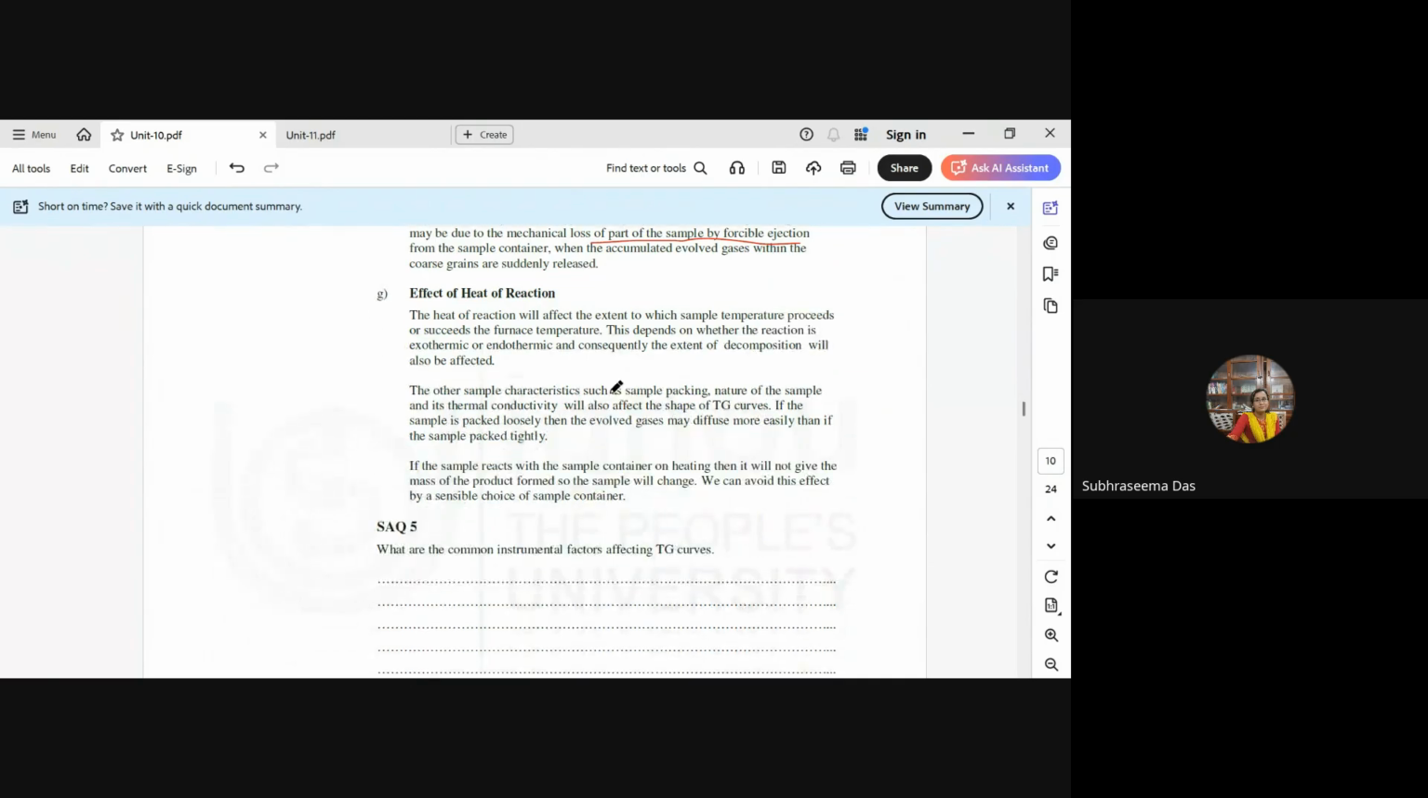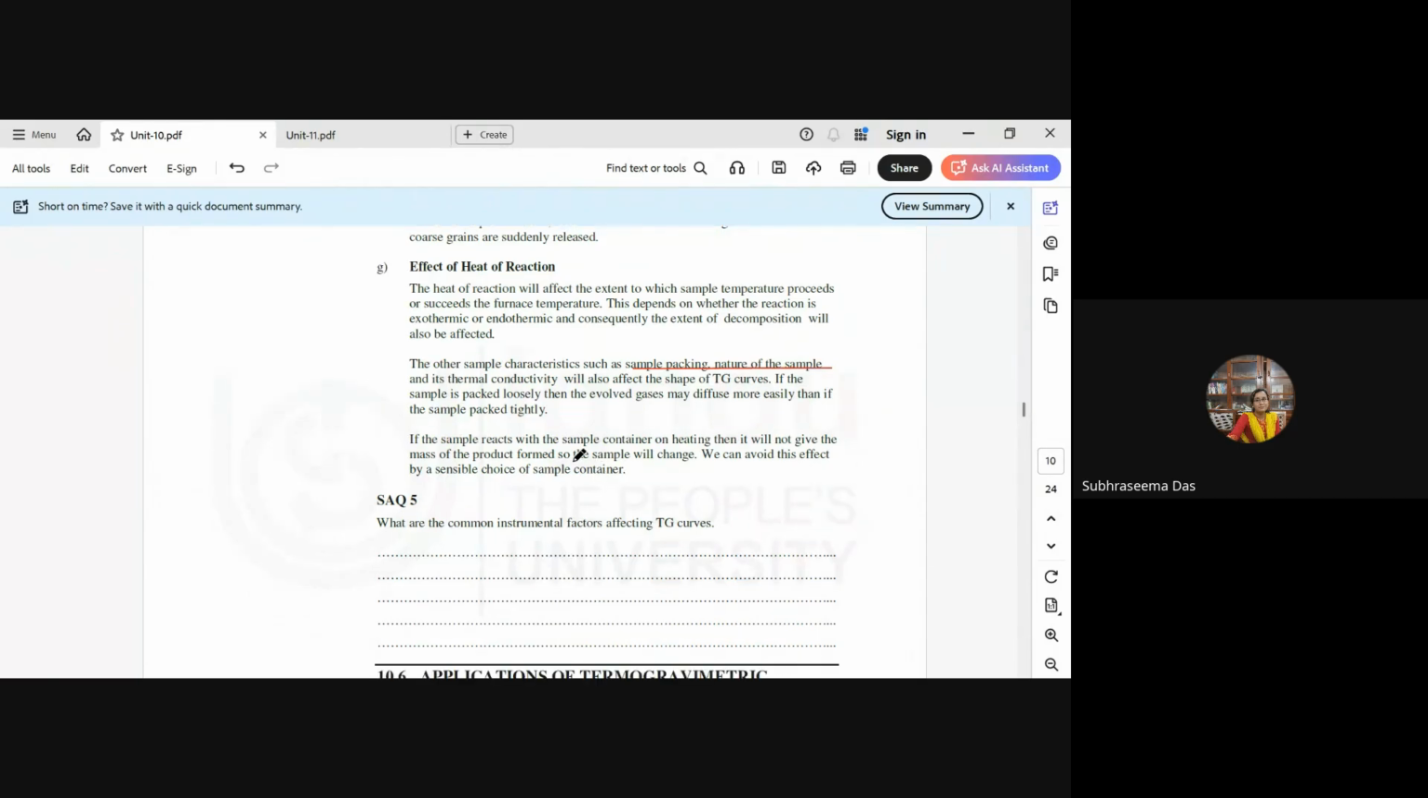The other sample characteristics such as sample packing, nature of the sample, and thermal conductivity will also affect the shape of the TG curves. If the sample is packed very loosely, then the gas will diffuse out more easily. But if the sample is packed very tightly, then the gases cannot evolve properly, so they will need more force. As a result, this will also affect the TG curve.